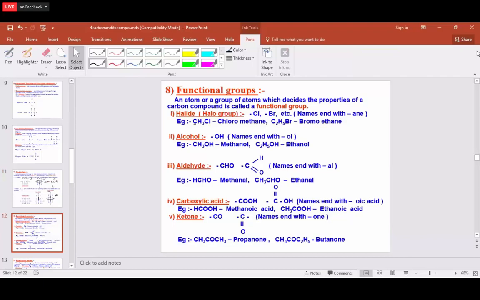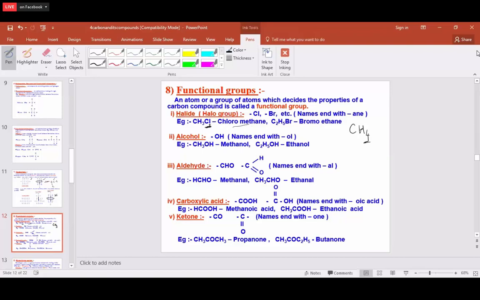The first one is halo. Halo means the halogens, which are present in group 17 in the periodic table: chlorine, bromine, fluorine, iodine. Those we call halogens. Now we know that the methane formula is CH4. So this is methane. Here one hydrogen atom is replaced with a chlorine atom. This we call chloromethane.